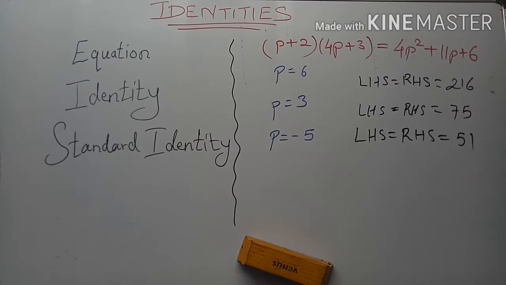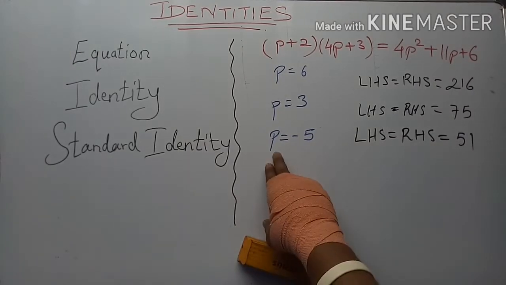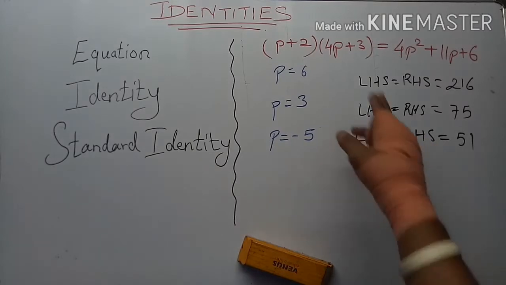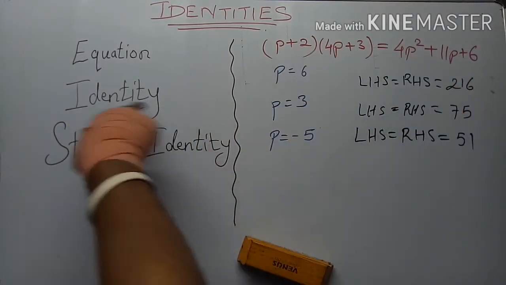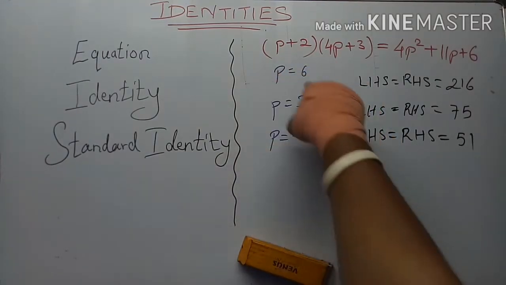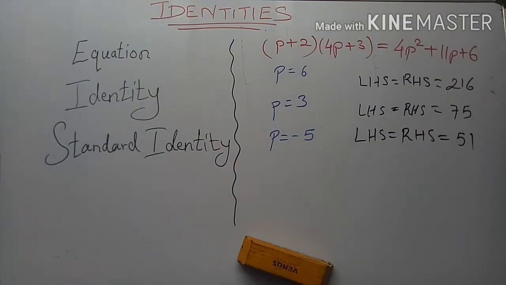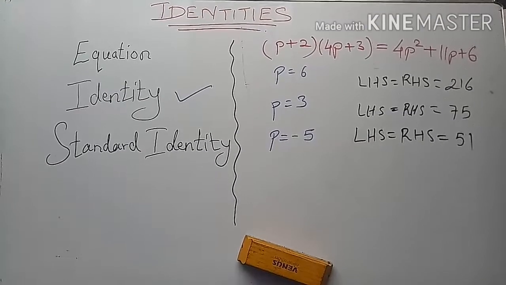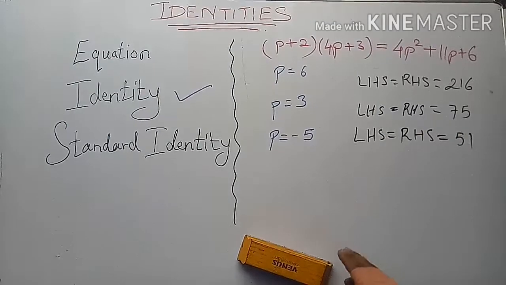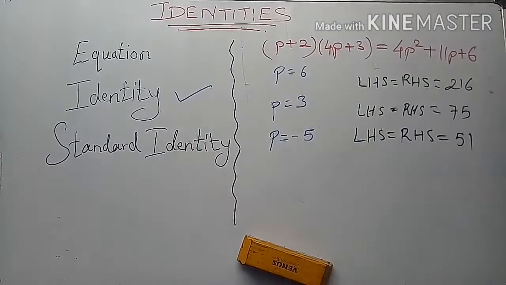So likewise, if you take any value for P, the variable, the LHS proves to be equal to RHS, and such equations are called identities, where the equation is true for every value of the variable. So these equations are called identities. And if you take any other random equation, you will find that the LHS is not always equal to RHS if you take any of the values.